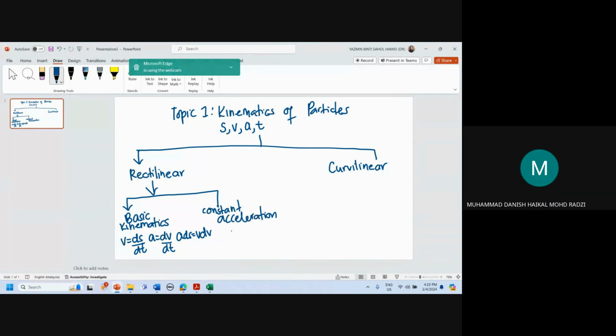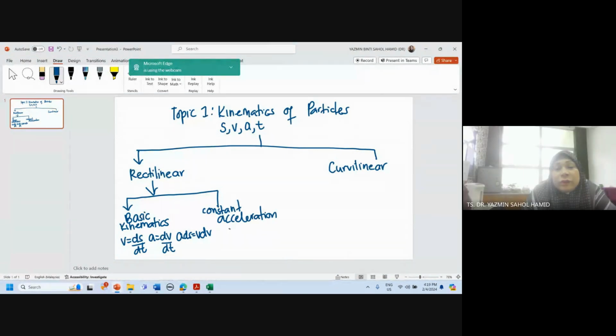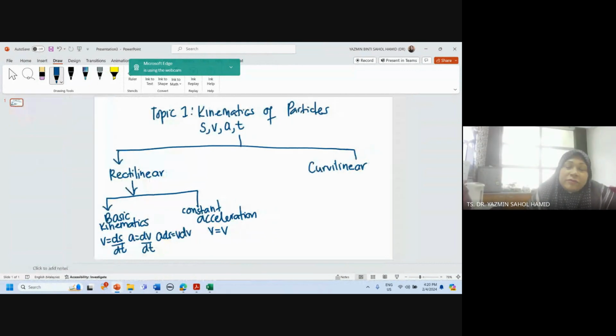So for constant acceleration, we have three formulas, which is V equals to, can you do this with me? Danish, V equals to, I can hear you flipping your books. You have not memorized it yet, Danish. You should be memorizing it now.